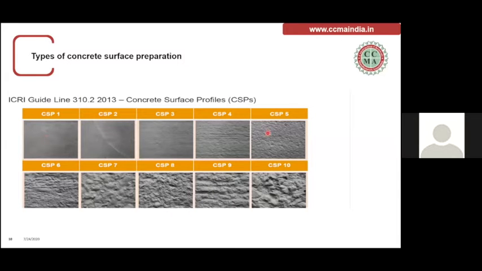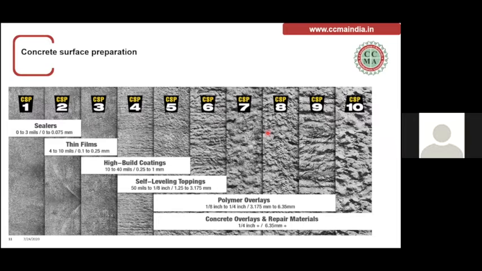So these are the levels of finishes, and they suggest what level of surface preparation is required for what kind of application. For a thin or low build thickness, they say we have to go to CSP2 or CSP3, and for a high build thickness, CSP5. So this is the level of surface preparation we need to achieve.